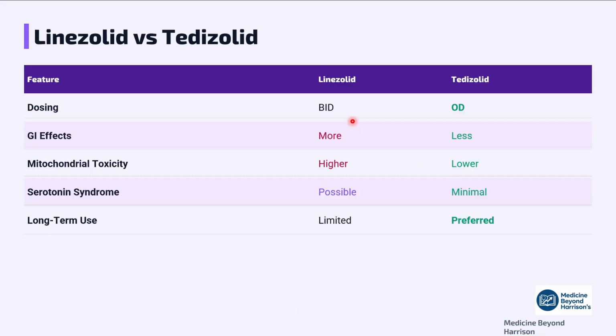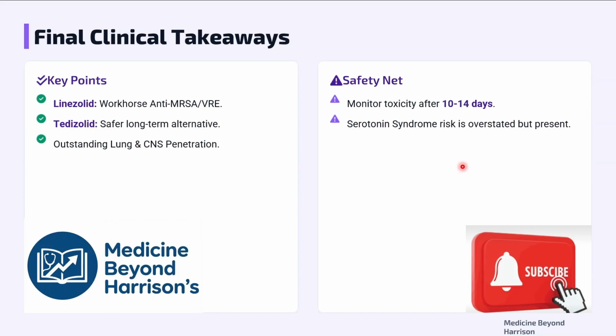So, one final slide comparing linezolid and tedizolid. Tedizolid is given once daily; linezolid is given twice daily. GI side effects are more common with linezolid, and mitochondrial toxicity is higher. Also, serotonin syndrome is present with linezolid. All these are lower with tedizolid. It's a newer drug, and with long-term use, tedizolid is preferred, not linezolid.